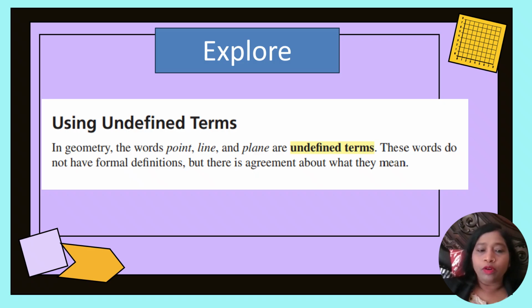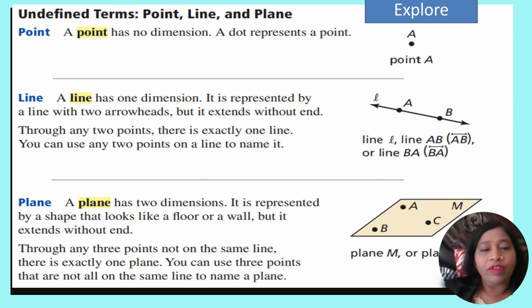We are going to explore using undefined terms. In geometry, the words point, line, and plane are undefined terms. These words do not have formal definitions, but there is agreement about what they mean. Let's learn the definition of undefined terms.